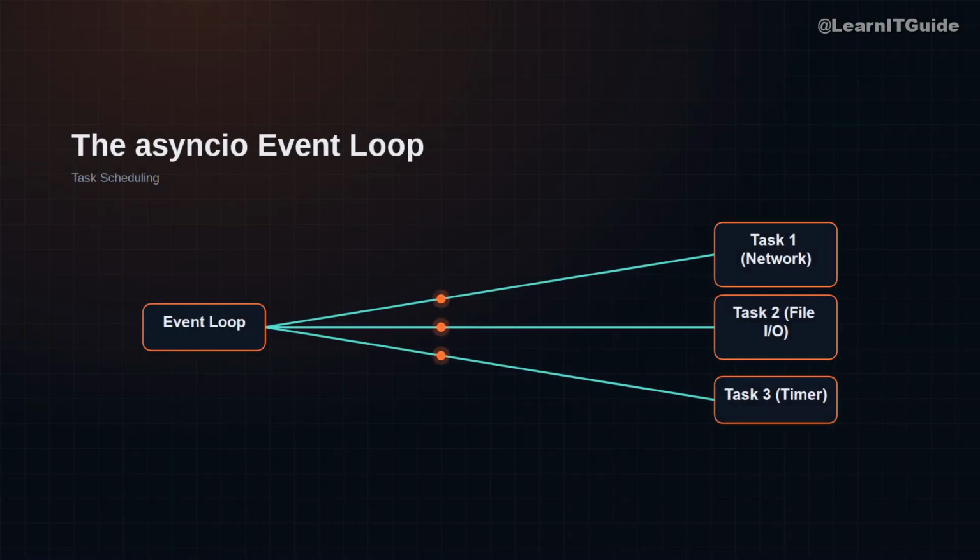Here is how async IO works internally. At the center is the event loop. It is the heart of your application. When you create tasks, they register themselves with the loop. The loop watches these tasks. When task 1 makes a network request, it yields control back to the loop. The loop then starts task 2, which might be reading a file. When the network response for task 1 finally arrives, the loop resumes task 1 exactly where it left off. This cycle repeats thousands of times per second.